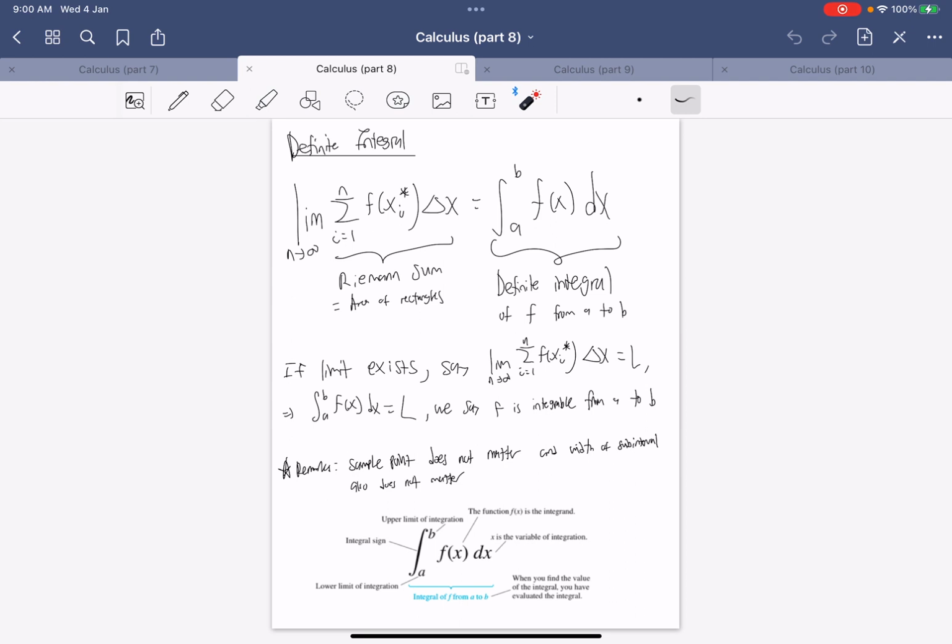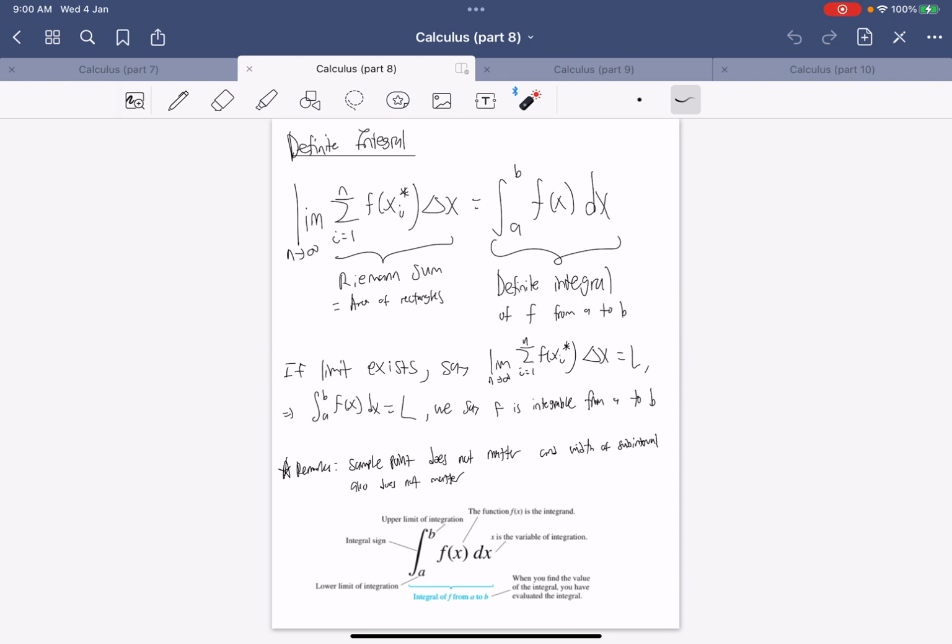And if this limit exists, then we say that f is integrable from a to b, because now this will equal L. Some remarks: the sample point chosen in the Riemann sum does not matter, and the width does not matter as well. It doesn't need to be the same, because when you take an infinite number of rectangles, you can just imagine your intervals becoming super small, and it doesn't matter whether they are equal intervals or not, because all of them will be as small.